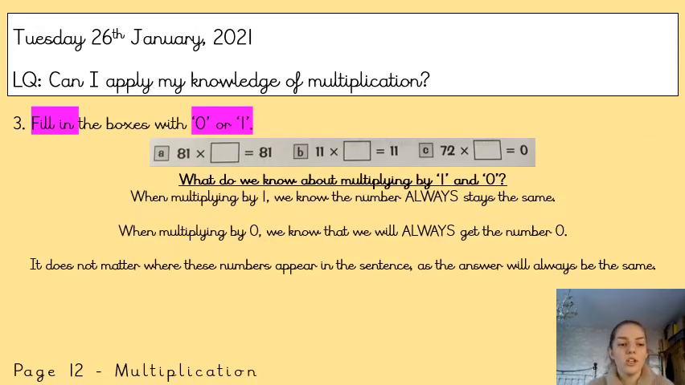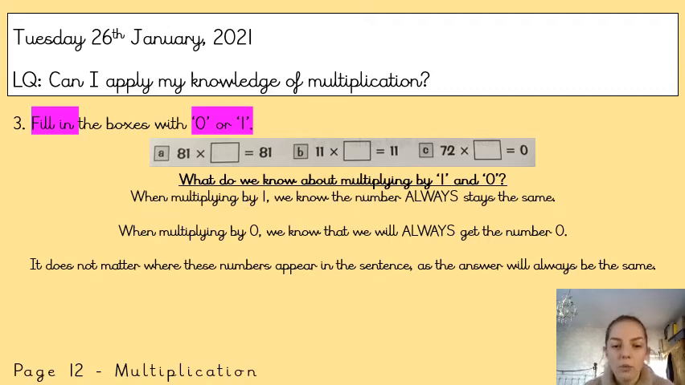Okay, question 3. Fill in the boxes with a 0 or a 1. So you've got to complete these 3 questions. You've got the answers to all of them. You just need to use your knowledge of the multiplication rules for when you multiply by 0 or by 1, okay? So I've written a couple of sentences to explain the different rules, okay? So I've asked, what do we know about multiplying by 1 and 0?